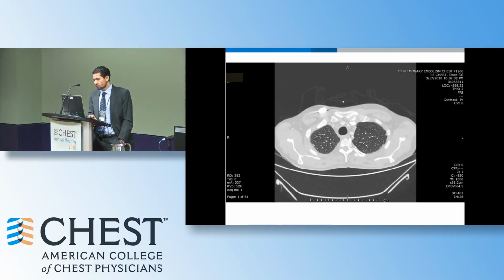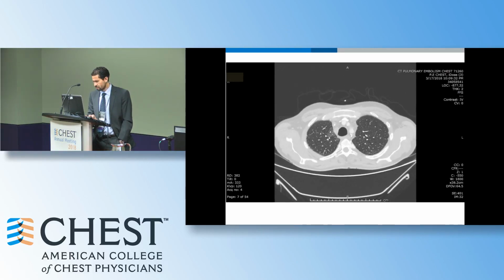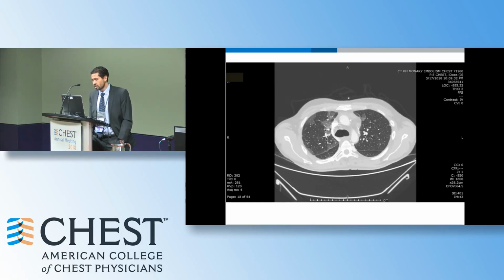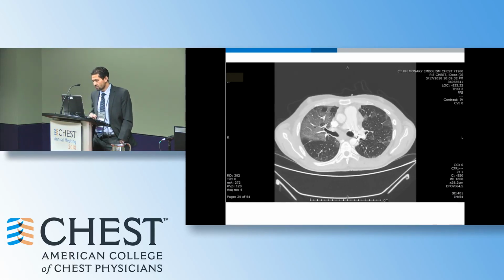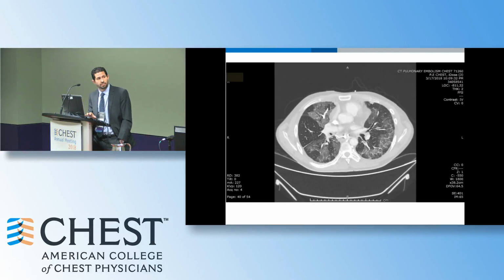The patient had a chest X-ray. It showed some subtle interstitial and faint alveolar opacities. This prompted a CT scan of the chest. So you can see on CT, multiple bilateral areas of ground glass infiltration.